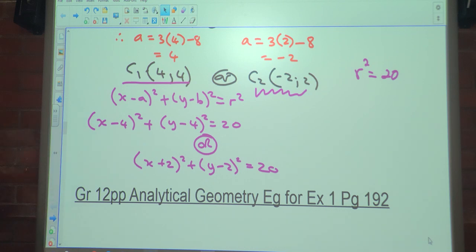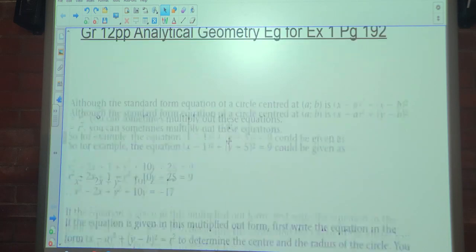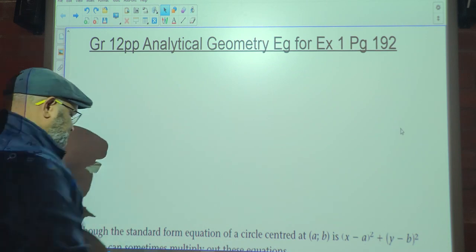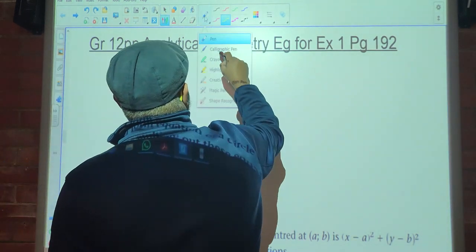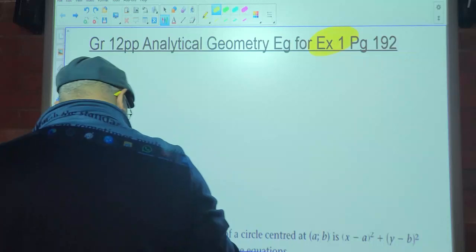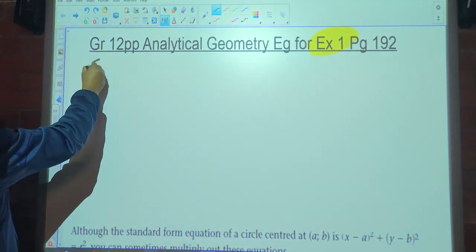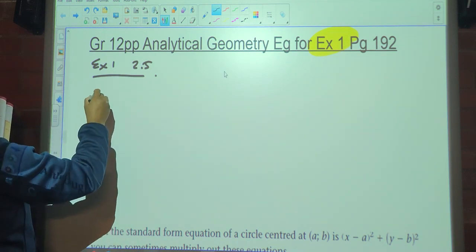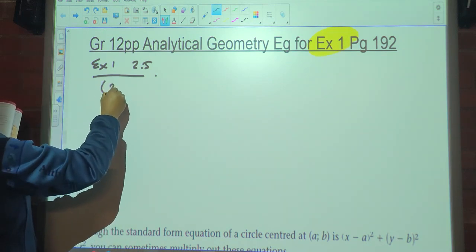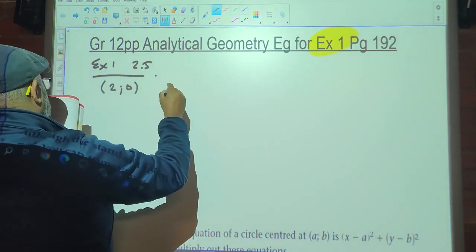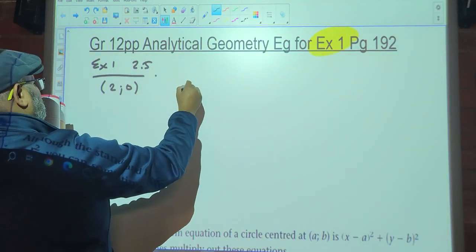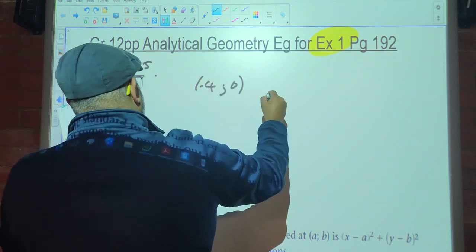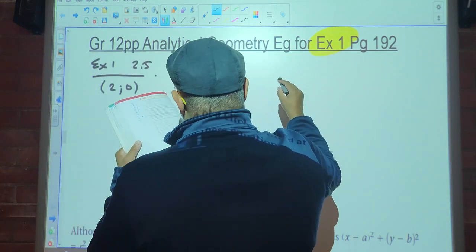Number 1, yes. Now, anybody had a problem with number 1? No. Alright, number 2, yes? Exercise 1, 2.5. Okay, so you are given the x-intercepts. Now you see this one is very similar to the one we just did. I'm not going to go all the way. I'm just going to lead you into the first 2 equations.